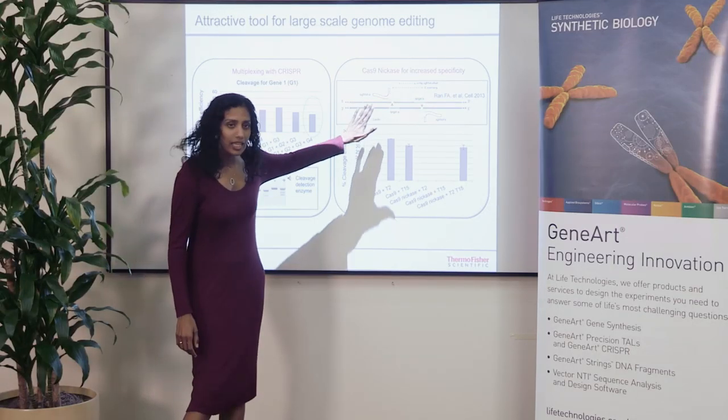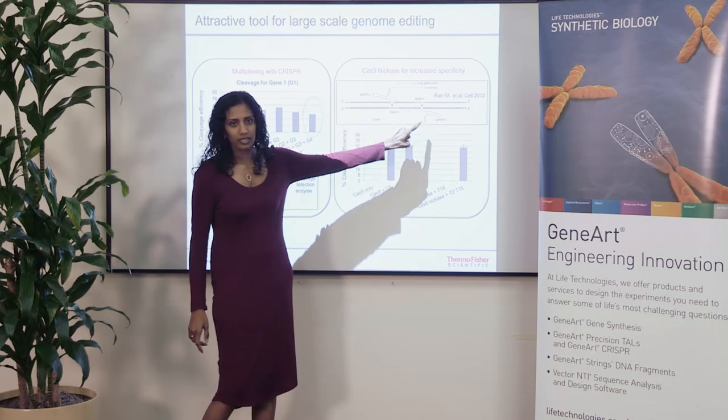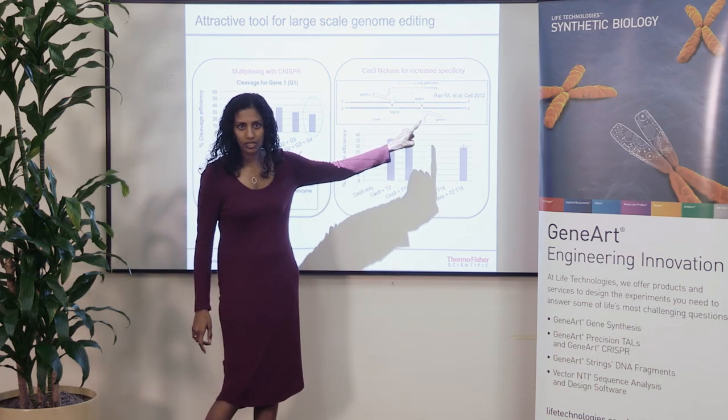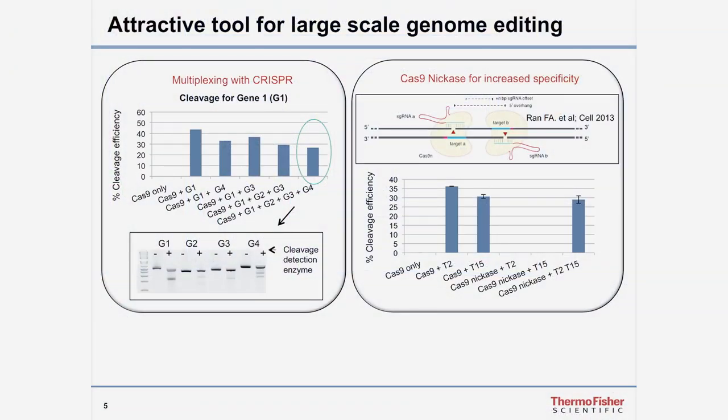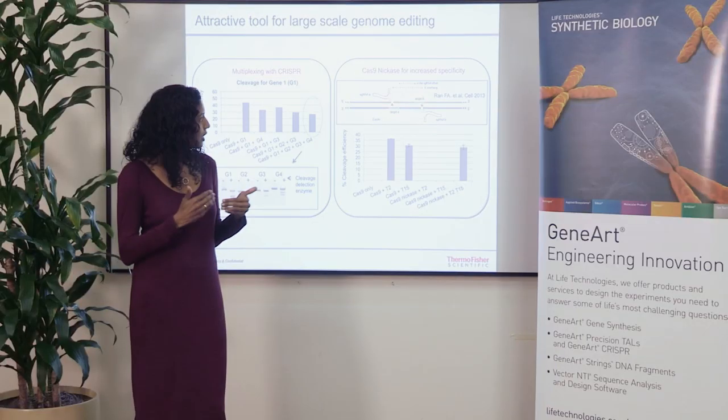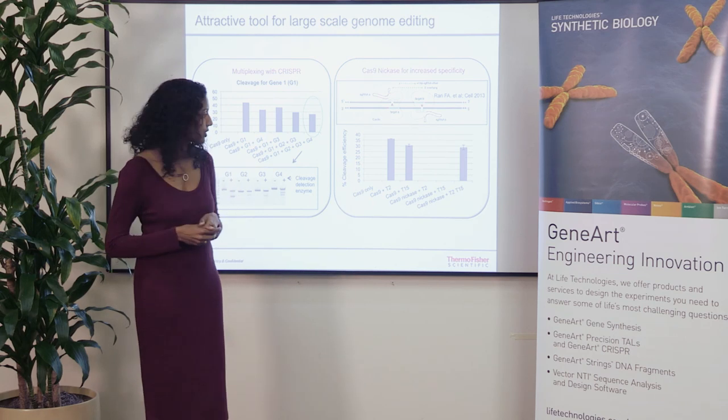But if you take this nickase with two guide RNAs positioned on opposite strands, juxtaposed by a specific spacer region, what we are doing is increasing the binding sequence, thereby increasing the specificity at the on-target site and reducing off-target effects elsewhere in the genome. So that's how you can increase the specificity of the system.